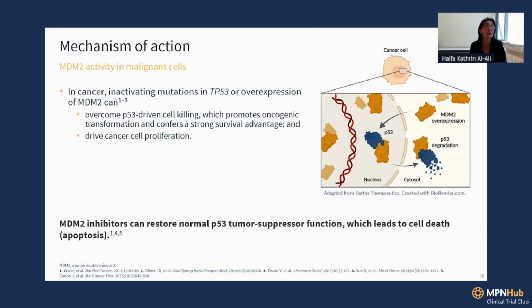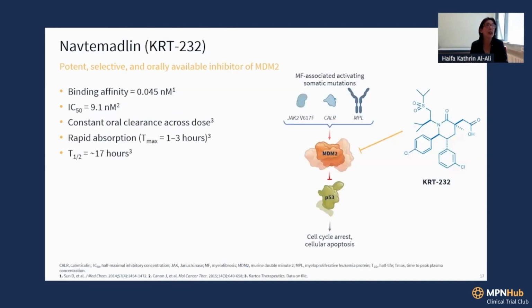Next slide, please. And indeed, one such example of an MDM2 inhibitor is KRT232, or what is known as Navtemadlin. This is a potent, selective, and orally available inhibitor of MDM2. It has a very strong binding affinity. It can be rapidly absorbed, and it has a relatively long half-life of around 17 hours, which makes it also a very relevant issue for clinical practice and application.